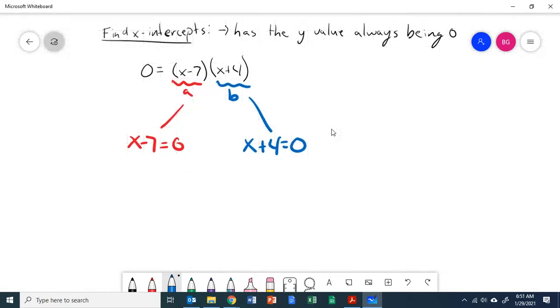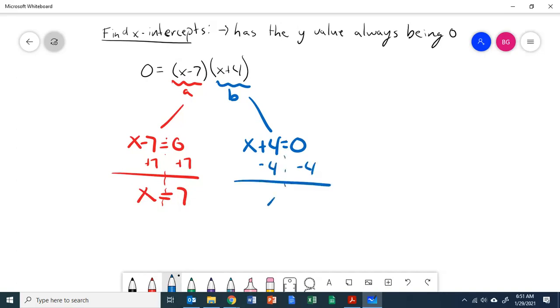So solving this here for this first one, x minus 7, well, you'd be like, oh, I just need a plus 7 to both sides of the equation. Okay, so you get x equals 7. Now on the other one, you'd be, oh, just need a minus 4 to both sides. Okay, and x equals negative 4.